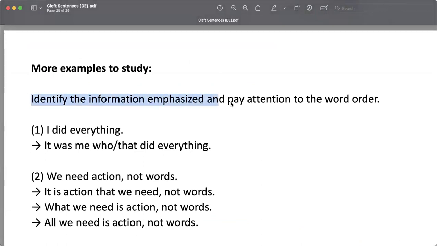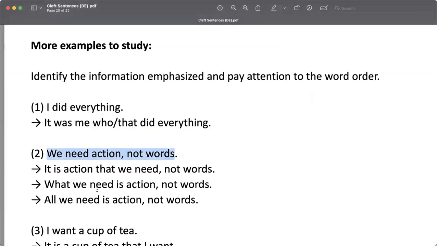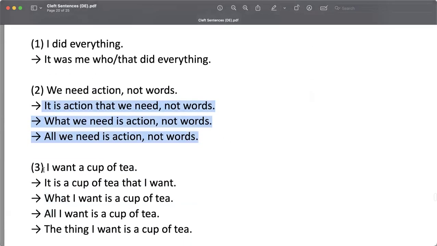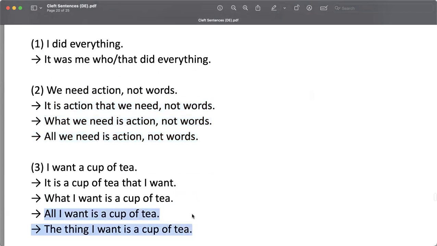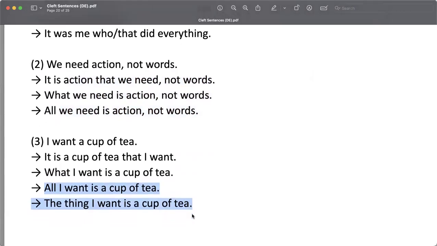Identify the information emphasis and pay attention to word order. "I did everything." So it was me who did everything. "We need action, not words." It is action that we need, not words. What we need is action, not words, or all we need is action, not words. Instead of these structures, you can use different structures as well. "I want a cup of tea." It is a cup of tea that I want. What I want is a cup of tea. All I want is a cup of tea. The one thing I want is a cup of tea.